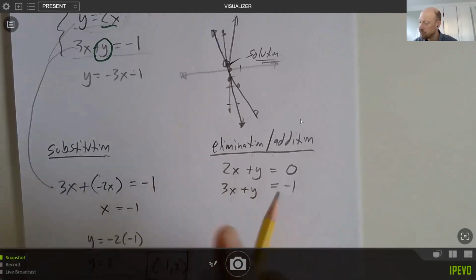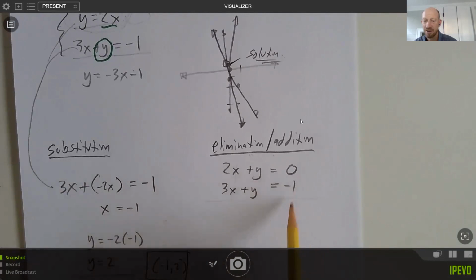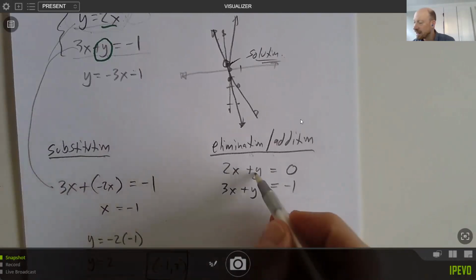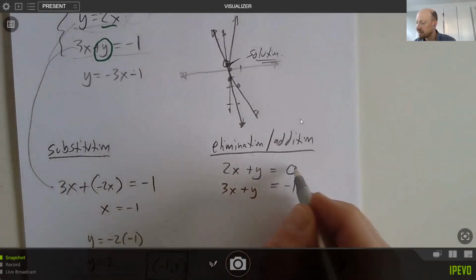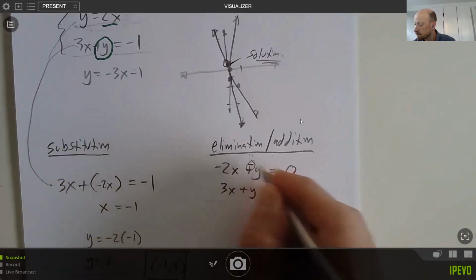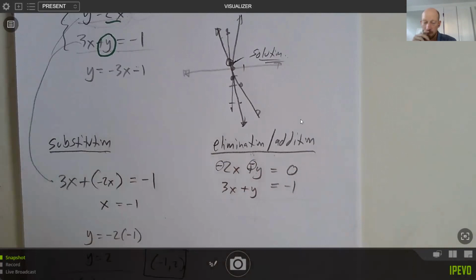Now, I could, it is true, add these two equations together, and I get a true statement. That's a fact of equations. However, my new equation would still have x's and y's. So it turns out it wouldn't be very helpful for me. The way I can fix that here is I can multiply this top equation by a minus 1. As long as I do it to both sides, it doesn't change the equation.